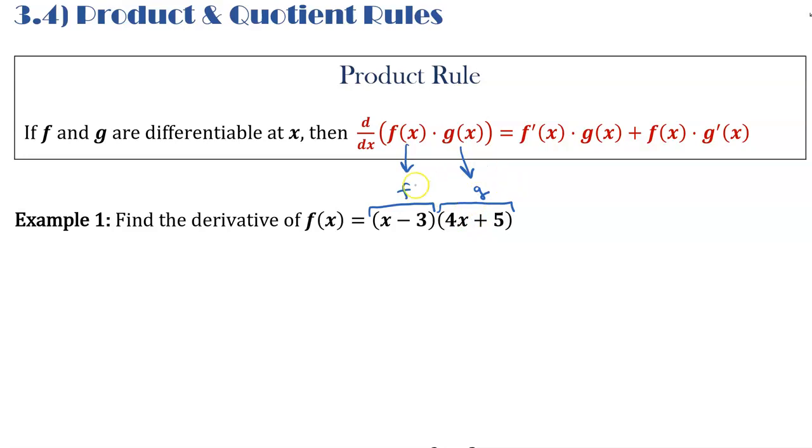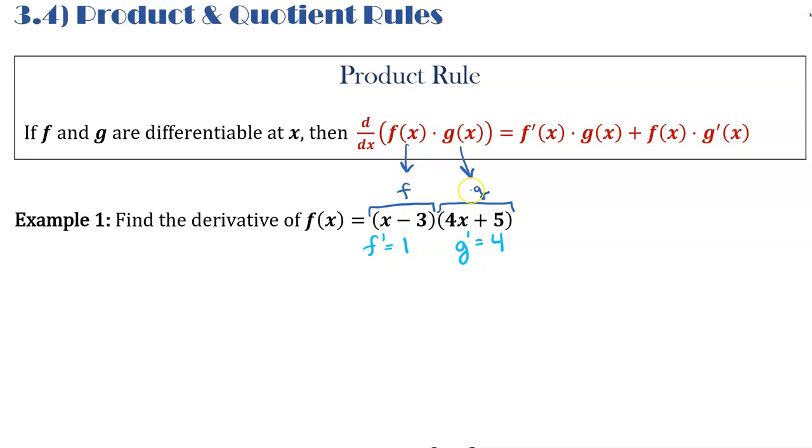And individually, we would find that f prime, so just this part, the derivative of x minus 3, is 1 based on the power rule that we learned before. And g prime, just based on 4x plus 5, once again using the power rule, would be 4.